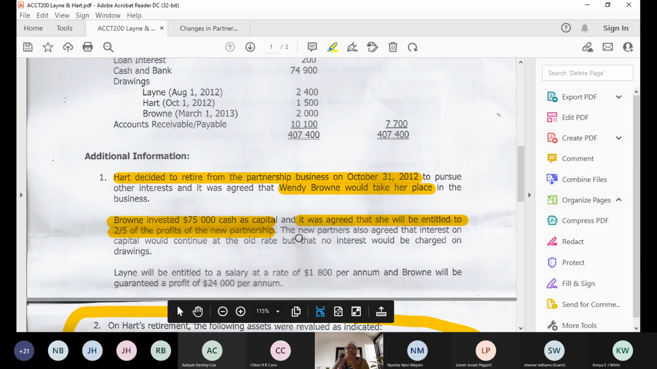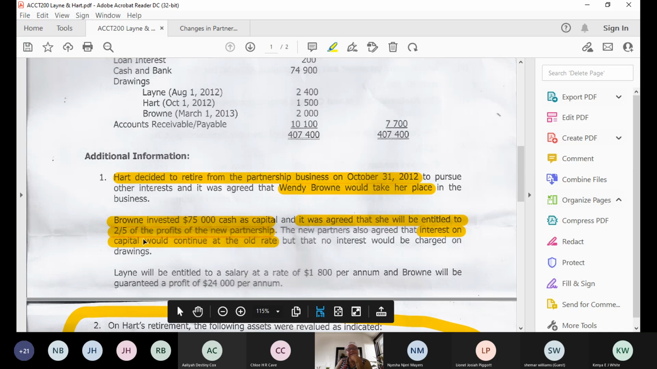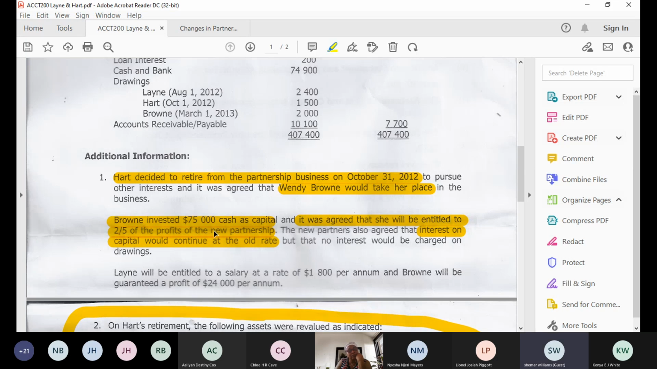Then you have the new partners. They said also the new partners also agreed that interest on capital will continue at the old rate. So what is the interest on capital under the new agreement? Make sure you're all writing this down, 6%. 6%, correct. The interest on capital under the new agreement is still 6% because they're maintaining the old rate.